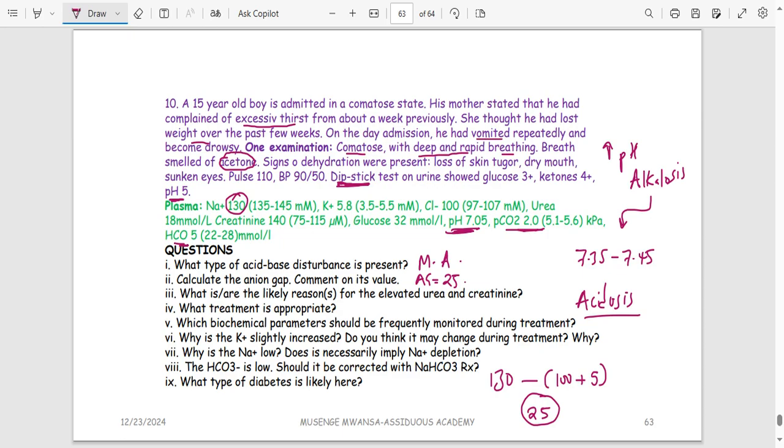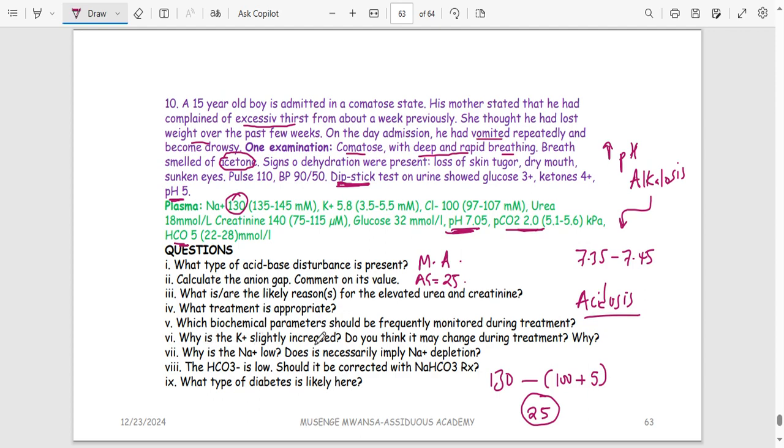Besides the insulin, we can as well look at infusing isotonic sodium chloride. Also looking at the replacement of potassium, because if you look at potassium, 5.8, this is actually slightly high. So what you want to do is to correct this potassium being high. So potassium correction. Which biochemical parameter should be frequently monitored? We did mention this already. So you can monitor the acid base, the glucose, the sodium, the potassium, and the urea and creatinine.